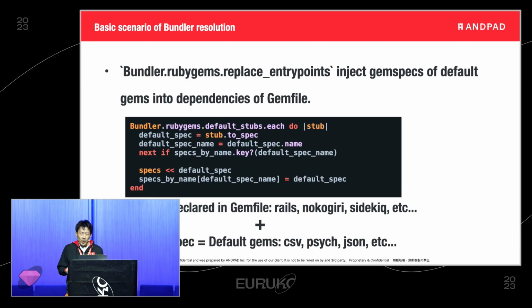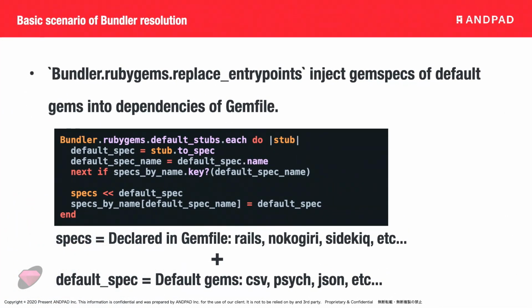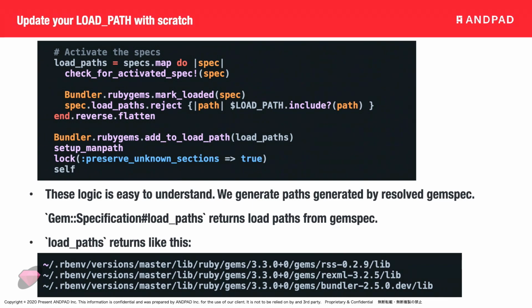This method replaces the gems defined in the Gemfile with the default gems I introduced earlier. It adds them to specs if the Gemfile requires a different version than the one provided by the Ruby installation. After that, this method replaces all of the extended RubyGems methods, so Bundler will use the original require method provided by Ruby core. It's faster than the extended methods of RubyGems. This is the last step of Bundler setup.